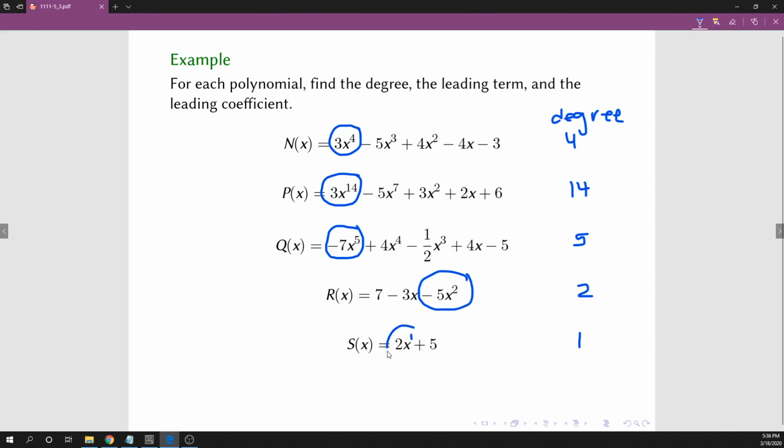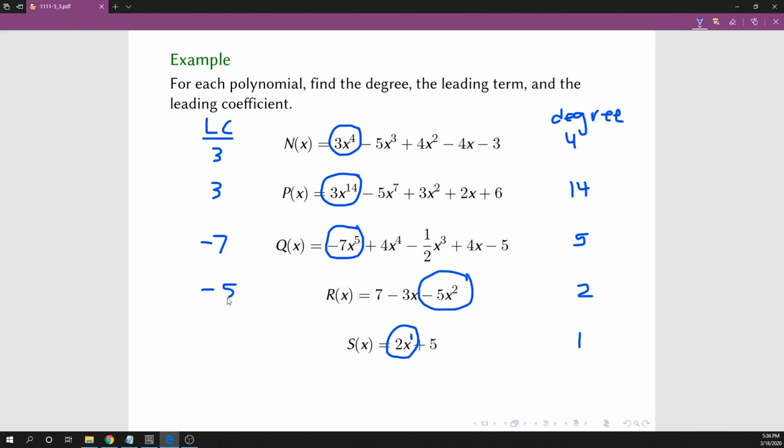And it is 2x to the 1 on this one. And then the leading coefficient of each of these polynomials, the leading coefficient here is 3. Leading coefficient here is 3. The leading coefficient here is negative 7. The leading coefficient here is negative 5.